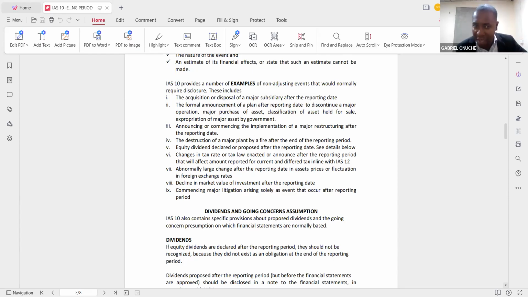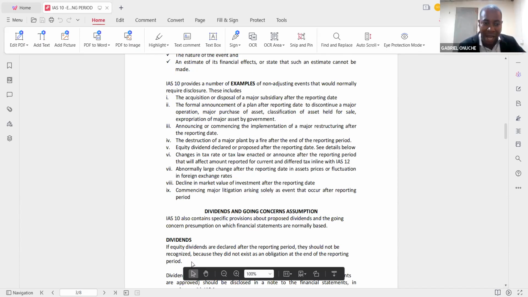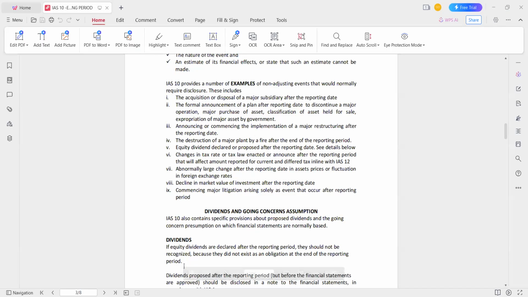non-adjusting event. Why? An earthquake or natural disaster does not give us evidence that it's going to happen at the end of the reporting period. So that is why it is a non-adjusting event. Disclosure is required. Another one is equity dividend declared or proposed after the reporting date. Note, I say equity dividend declared or proposed. We'll look at that later.